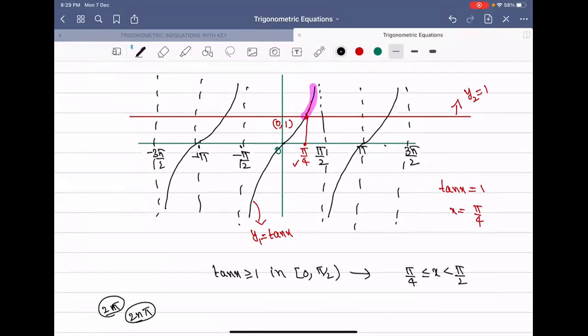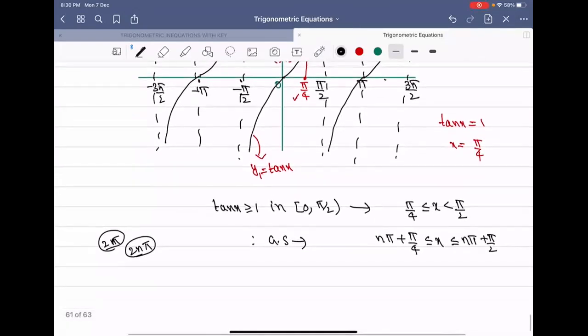See, repetition is happening after pi radians. Look, what is the distance? Pi, the next branch. Now add n pi. That's why, not 2n pi. Therefore, the general solution is n pi plus pi by 4 is less than or equal to x is less than n pi plus pi by 2. Is this okay?